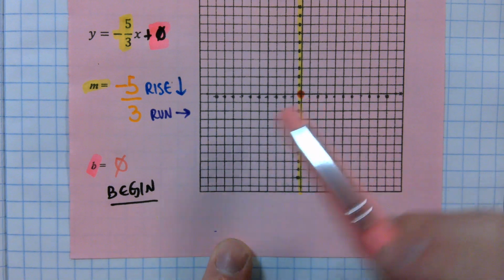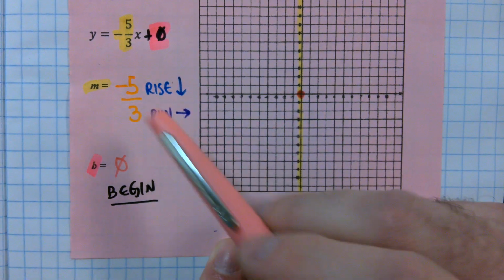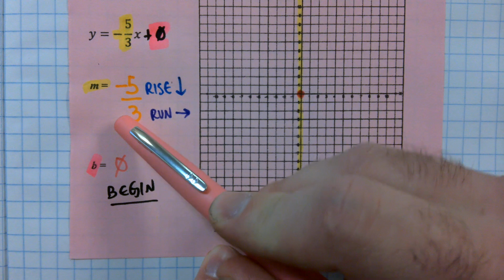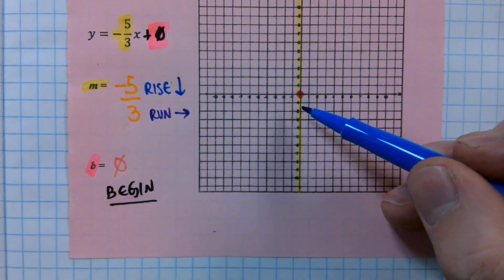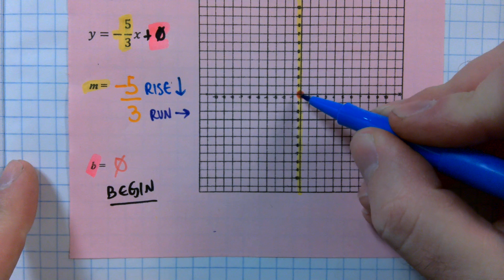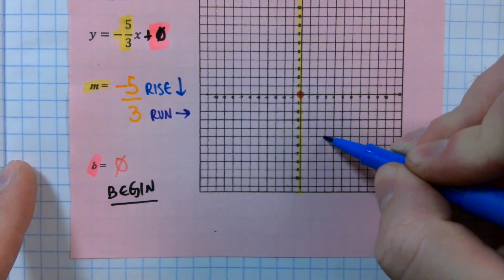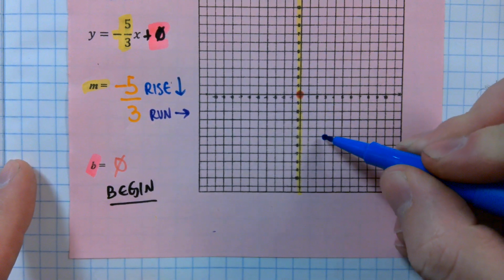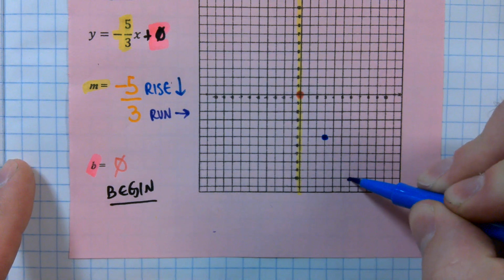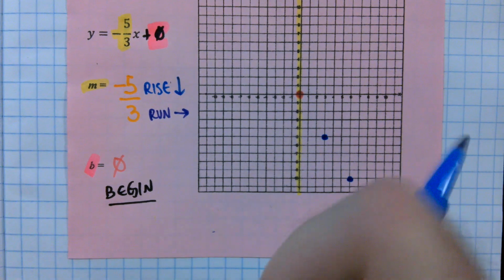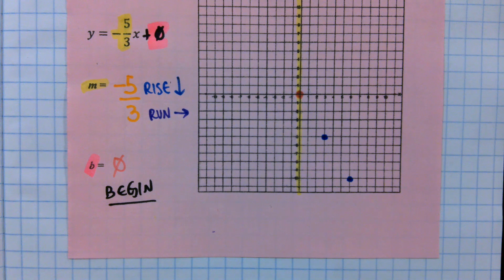So from this beginning point, I'm going to rise down 5, and I'm going to run to the right 3. Okay, so here I am at the beginning point. I'm going to go down 5, right 3, make a point. I'm going to repeat that. Down 5, right 3, make a point. We should see that now our line is sloping downhill, which is what we want because it's negative.